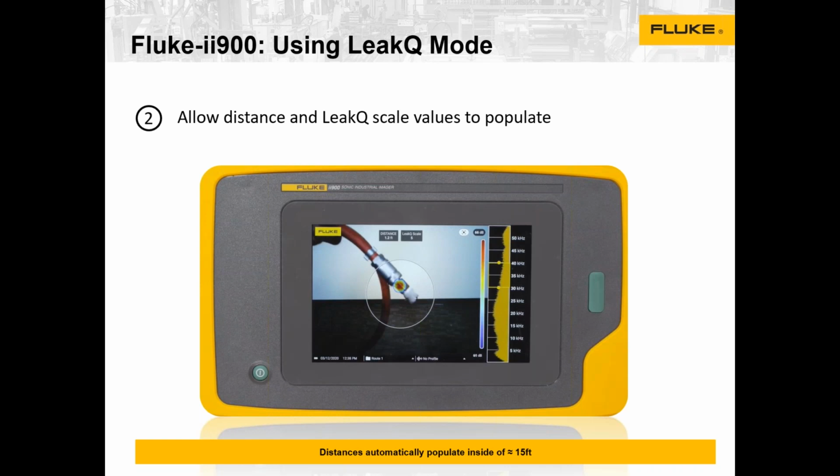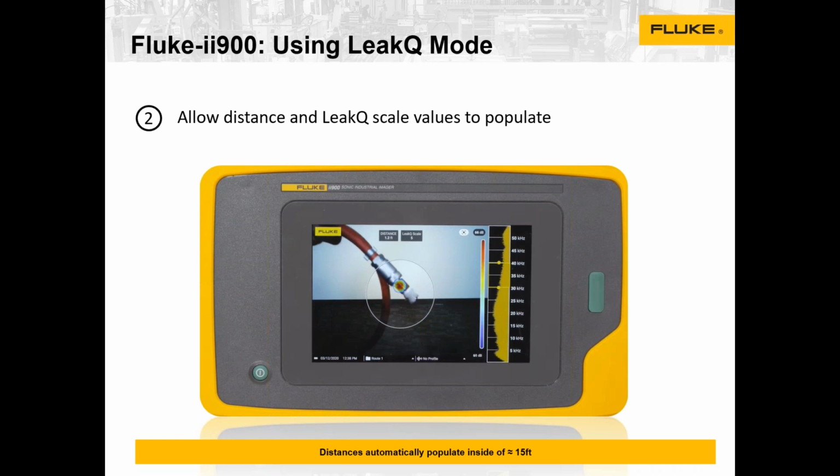If using traditional methods, if you were trying to quantify or estimate the size of leaks and your distance changed, you would get a very different output. The II-900 algorithms take that into account and make those offsets and adjustments for you. So if you're within about 15 feet, the imager will actually calculate the distance automatically, and it'll pop up on the screen without any manual input.